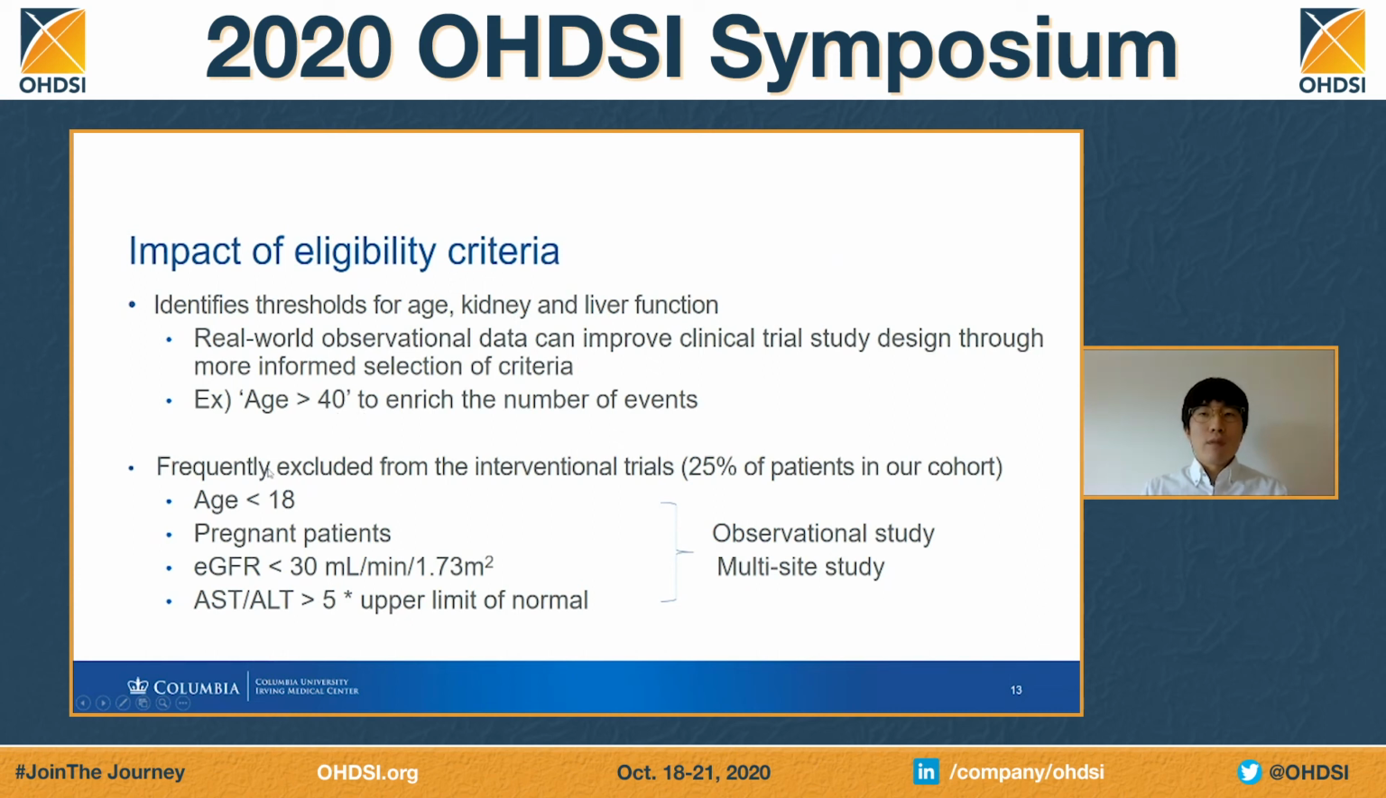In reviewing the eligibility criteria, patients with the following characteristics, such as pediatric patients and those with severe renal or hepatic impairment, were frequently excluded. In our data, about 25% of patients corresponded to at least one of these characteristics. Given the safety of investigational agents and the small number of patients with these characteristics, it would be reasonable to conduct an observational study or multi-site study for patients with these characteristics.